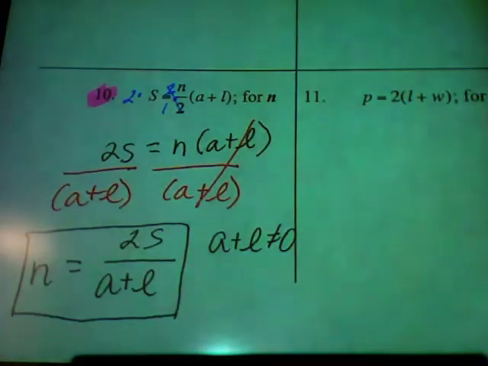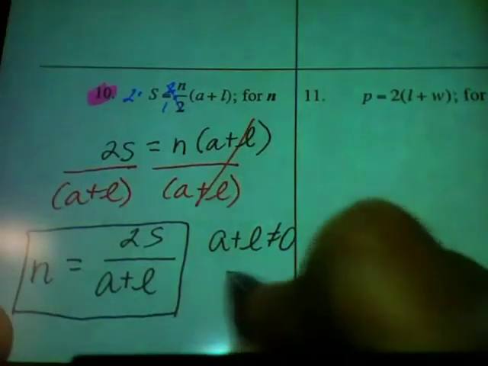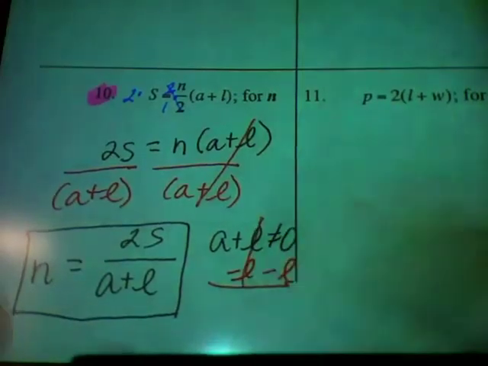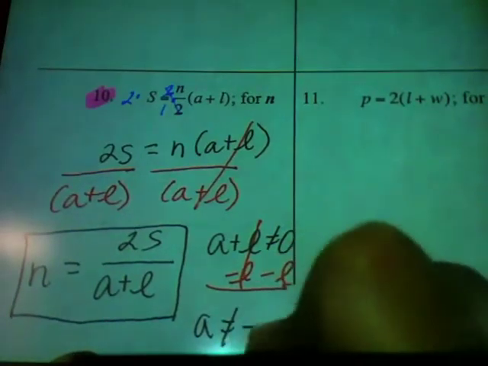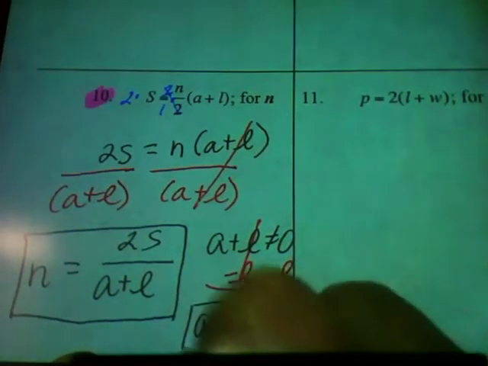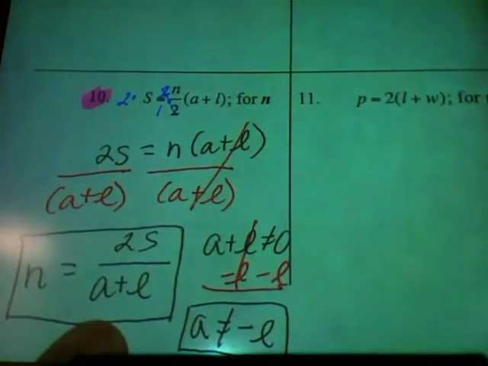Solve it for a. If you solved it for l, that's fine. You could solve it for a or l. I just tend to solve it for the first letter. So if you're going to solve it for a, what do you do? Subtract l. And you get a does not equal what? Negative l. So again, the only way for the denominator to become 0 is if a and l are the same number but opposite signs.